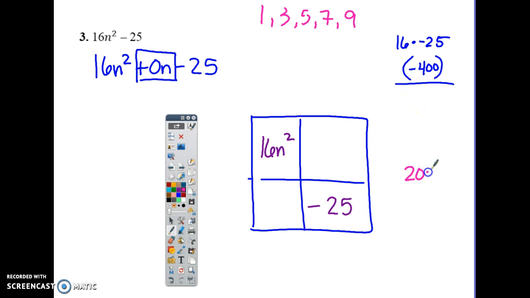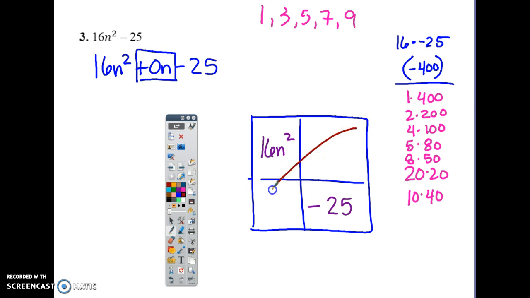Yeah, 20 times 20 is 400. 1 times 400. 2 times 200. 4 times 100. 5 times 80. 8 times 50. 10 times 40. It's a lot of them, right? But the trick here, because these two are going to go away, is they need to be the exact same number. They have to have the exact same numbers here and here so that you can subtract them and it gives you 0. So 20 and 20 are going to work.